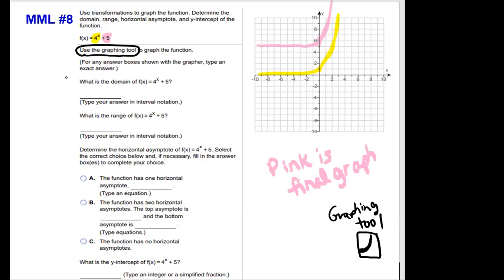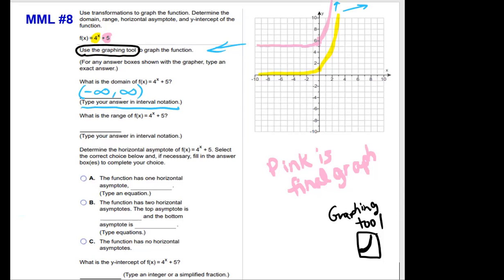And then it says, what's the domain? Well, this thing spreads out across the entire x-axis. It goes to the left, and I know it looks like it's going up, but as it's going up, it's also going out. So type your answer in interval notation for the entire x-axis. Negative infinity to positive infinity.